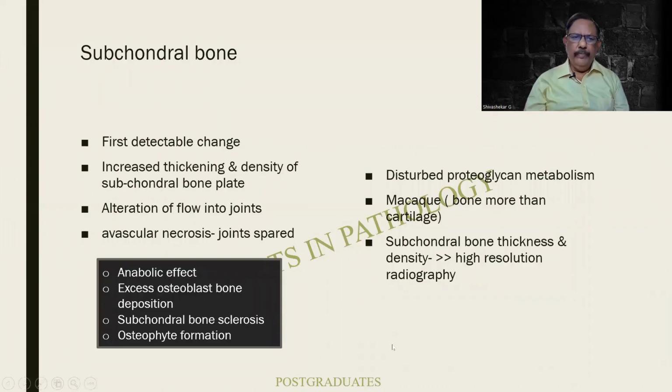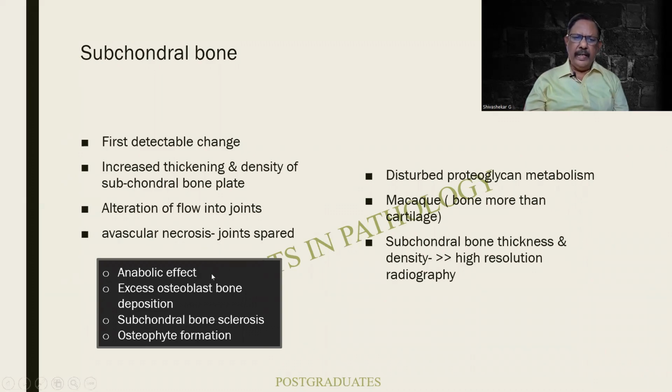Subchondral bone. This is the first detectable change. There is an increase in the thickening of the subchondral bone and its density. There is an alteration of blood flow into the joints. Avascular necrosis, but usually the joints are spared. There can be elements of necrosis below that. The disturbed proteoglycan metabolism can be the cause for this. And the bone is affected more than the cartilage. A high resolution radiography is required to make the diagnosis in the early stages.